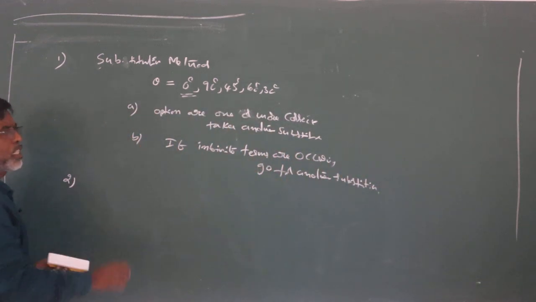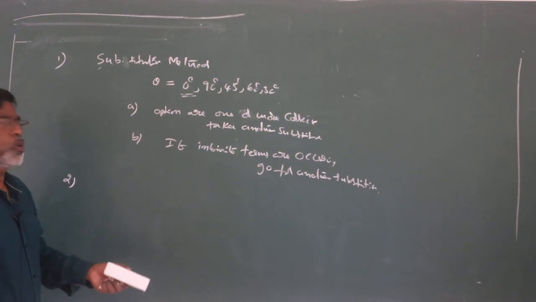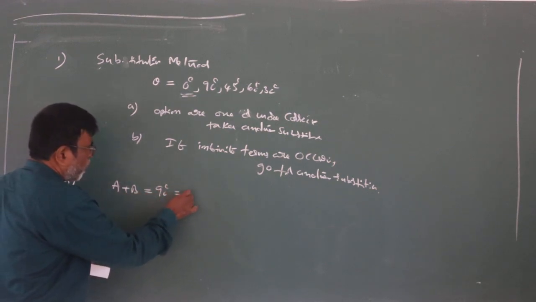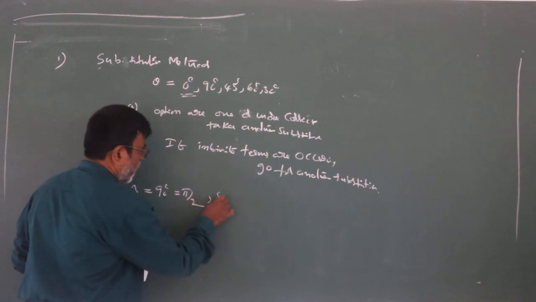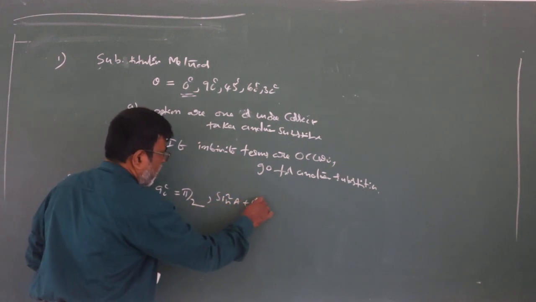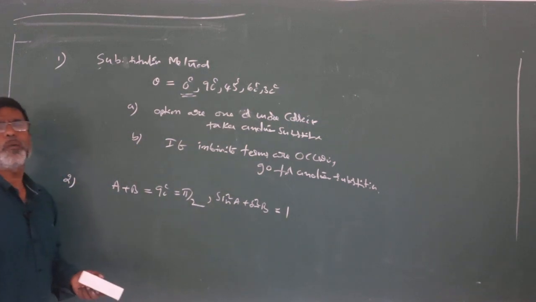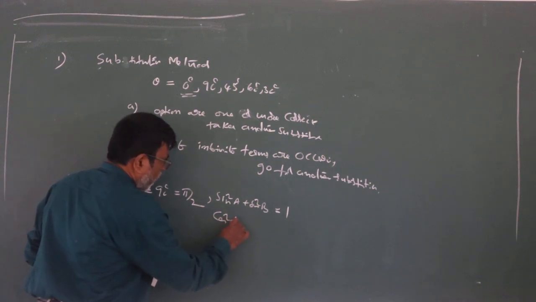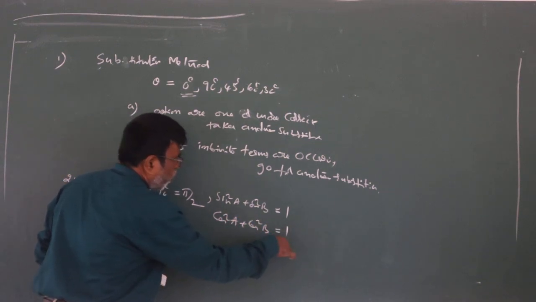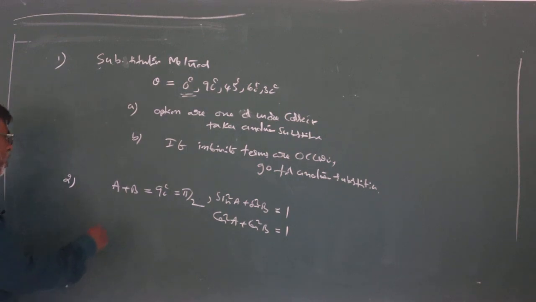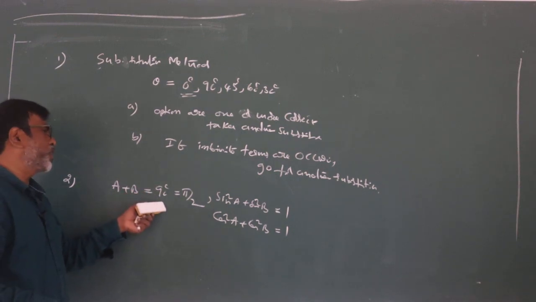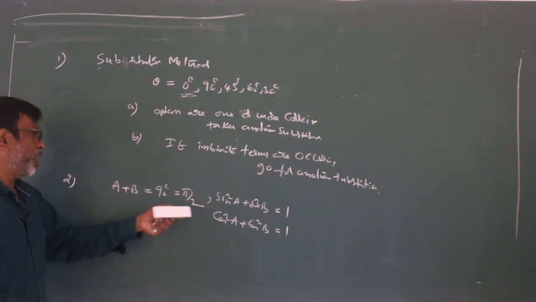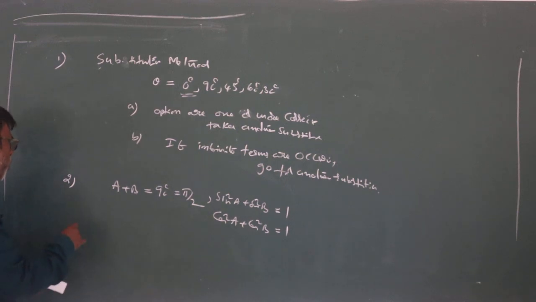Now let me explain the second one. Suppose a plus b are complementary angles, a plus b equals pi by 2. Then the shortcut is like this: immediately we can say sin square a plus sin square b equals 1. Similarly, cos square a plus cos square b also equals 1. This is a very important shortcut: a plus b equals 90 degrees or pi by 2, then sin square a plus sin square b equals 1 or cos square a plus cos square b equals 1.